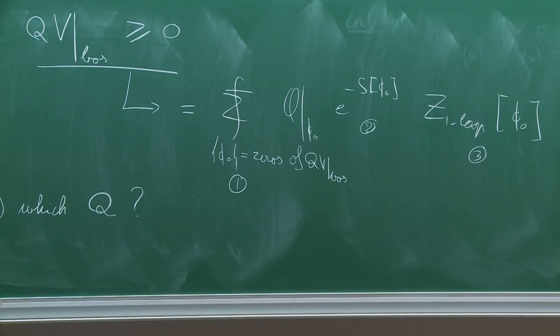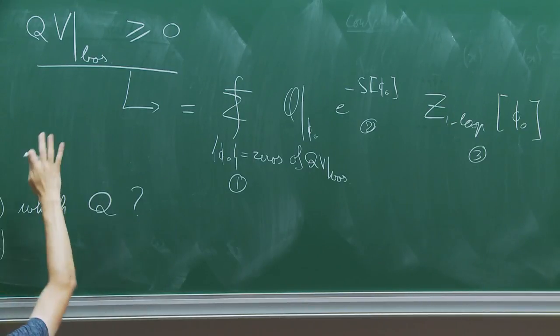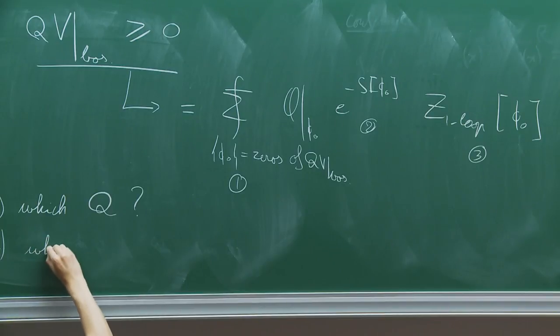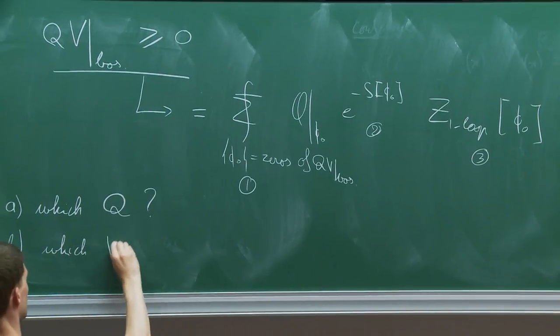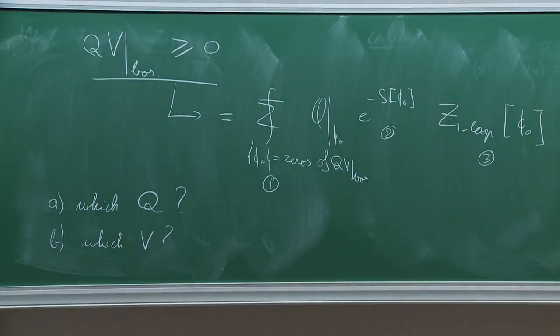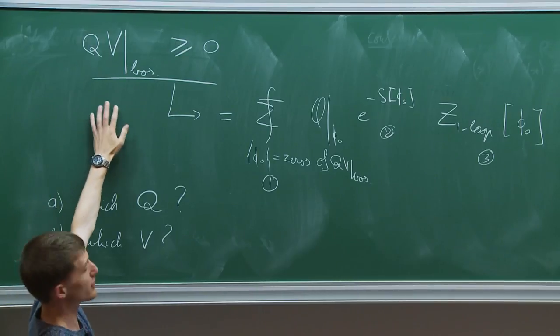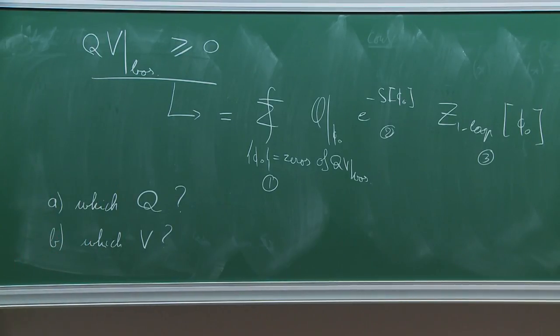So two choices to make. The argument I gave you is true for any choice of supersymmetry variation. So you need to make a choice of a supersymmetry. And you should make a choice of V. V is really not all that constrained, it just needs to satisfy condition 3 over there, and you should choose it such that the bosonic part of its supersymmetry variation is positive definite.